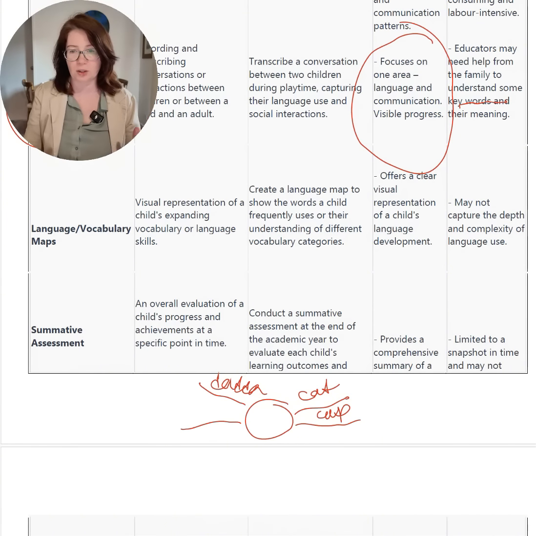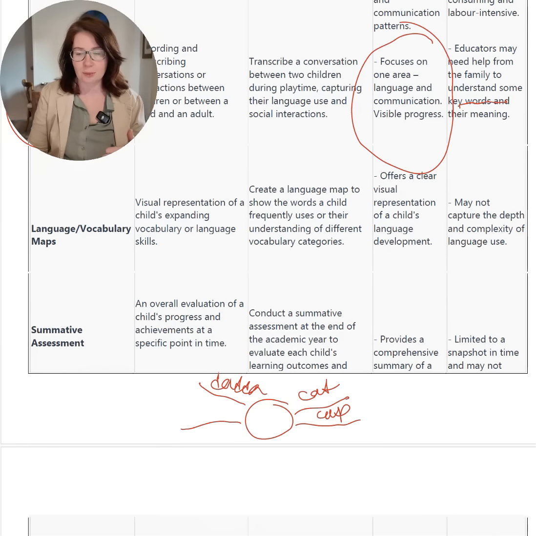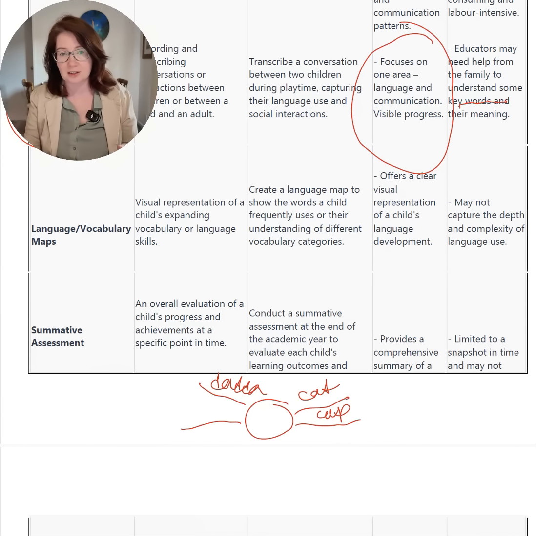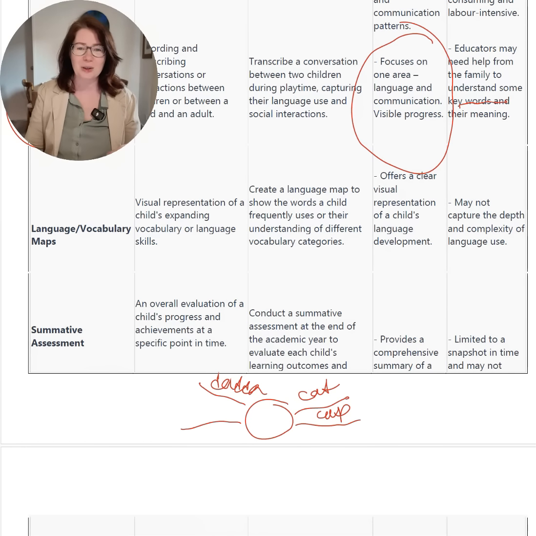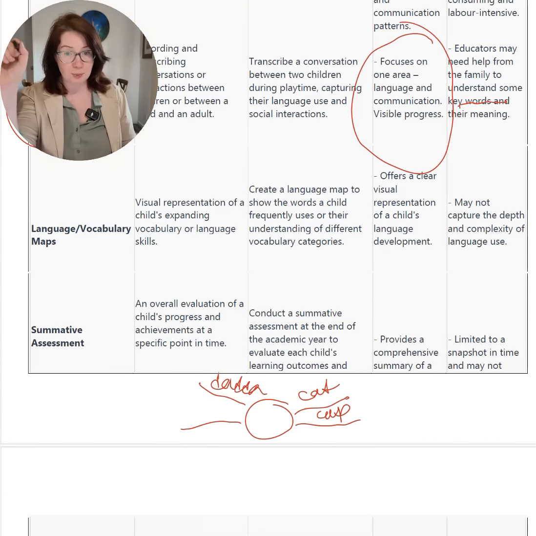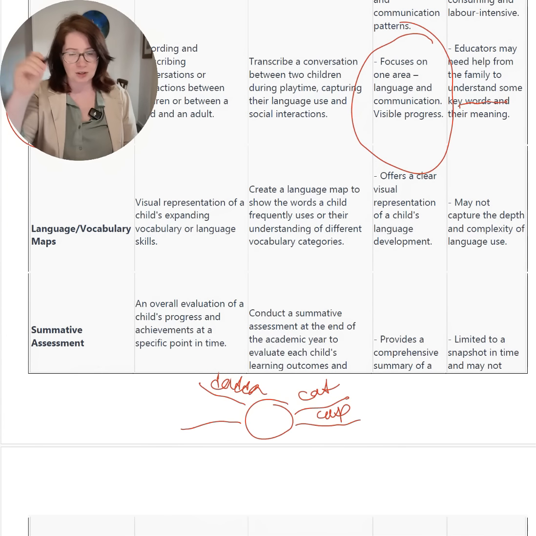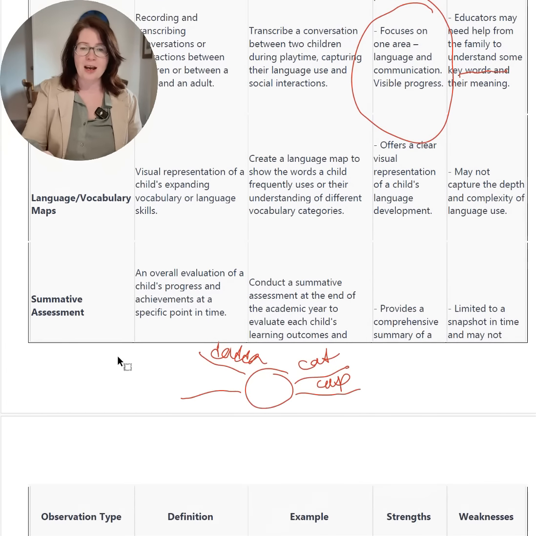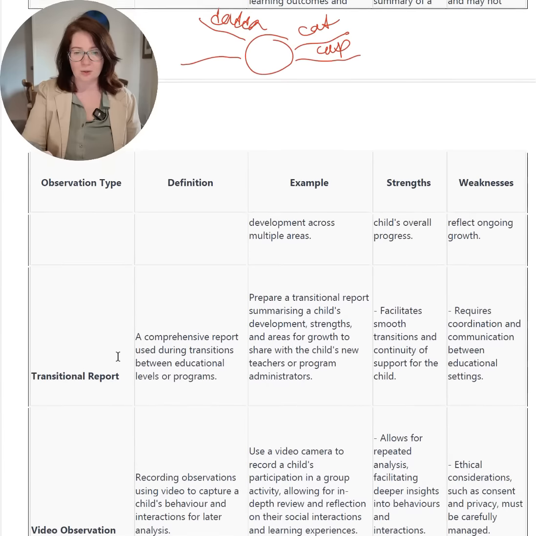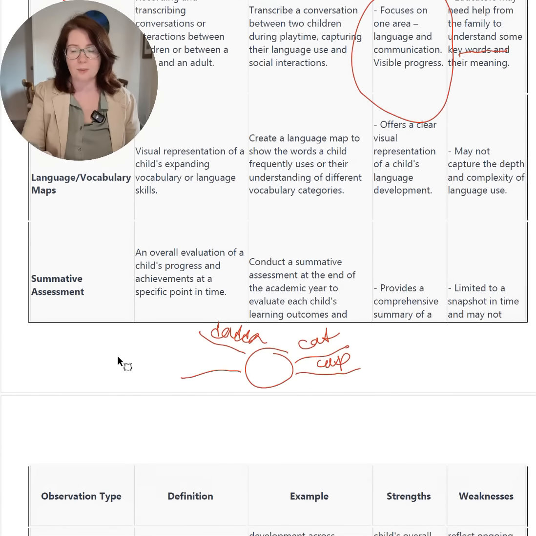You can talk to speech pathologists as well if you have concerns about child speech delay or development, and this captures the complexity of language and whether it is developmentally appropriate, but also reflects the child's culture. If you can do it with parents, you can also capture their vocabulary in their first language if they speak another language. Finally, summative assessment, one of the types being the transition report.